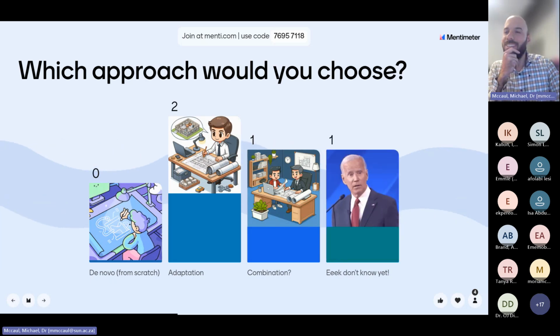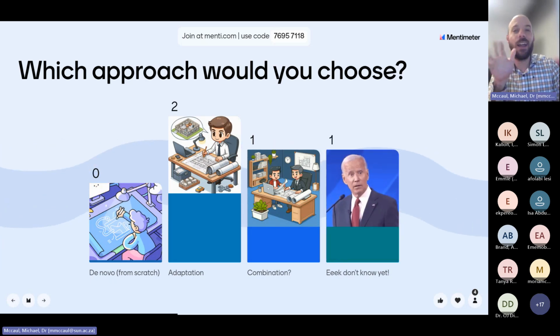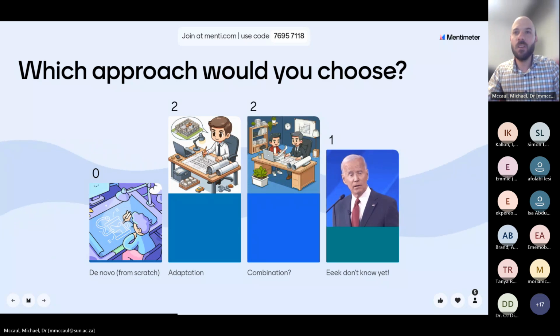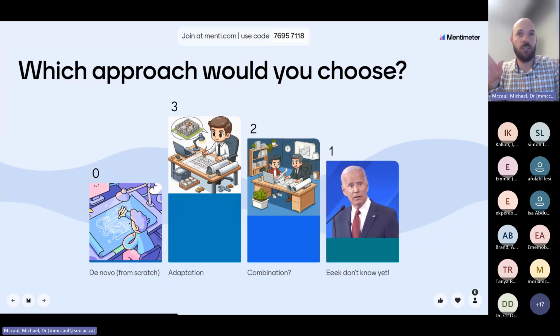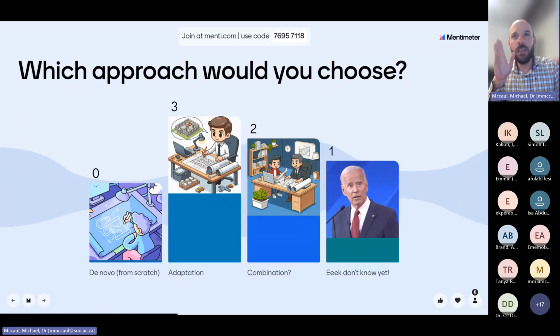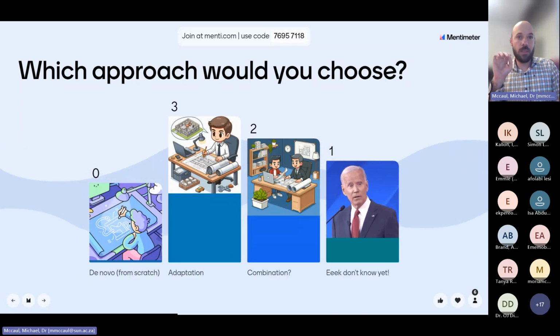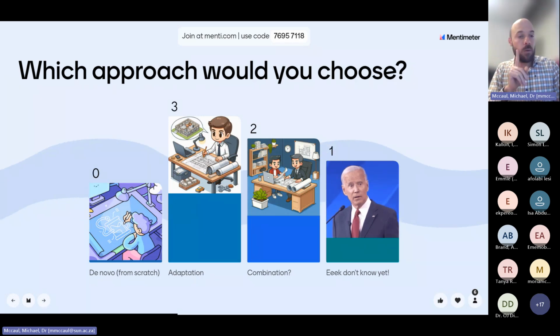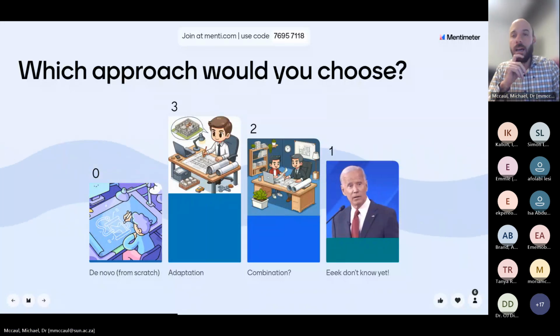You can click there and submit. Okay, ooh, one person doesn't know yet. That's good. I like being in that space of not knowing. It means you know what you don't know. I like that. Okay, so I've seen three people have used adaptation of guidelines. I don't see anyone that has done the de novo approach yet. So from scratch, that's either a good thing. I like that. So we've got six votes so far.